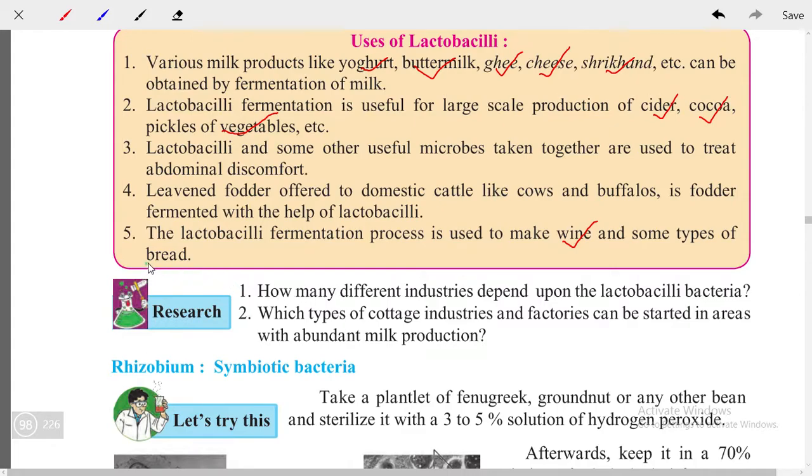And the fifth use of lactobacilli: the lactobacilli fermentation process is used to make the wine and some type of bread. Lactobacilli fermentation process is used to make the wine, मद्य तयार करण्यासाठी आणि काही विशिष्ट प्रकारचे ब्रेड्स तयार करण्यासाठी लॅक्टोबॅसिलीचा उपयोग होतो. ओके.